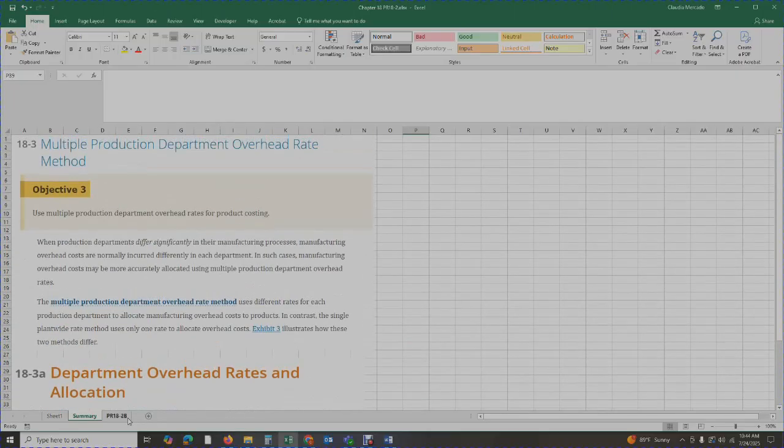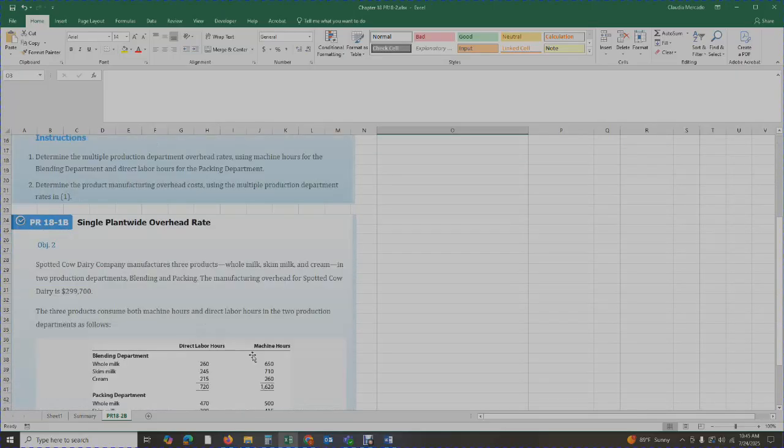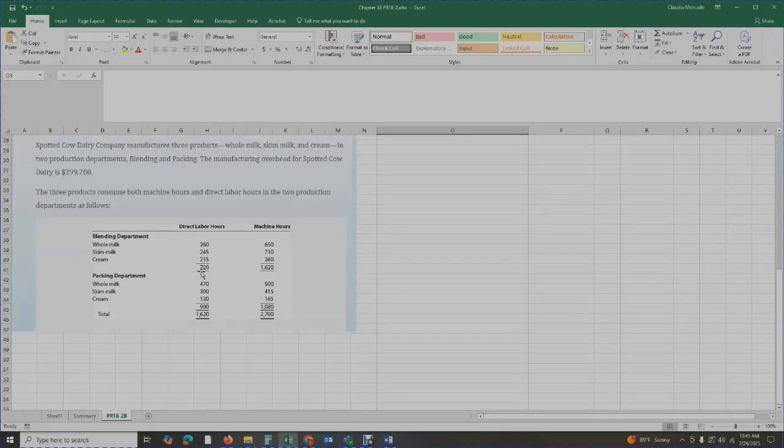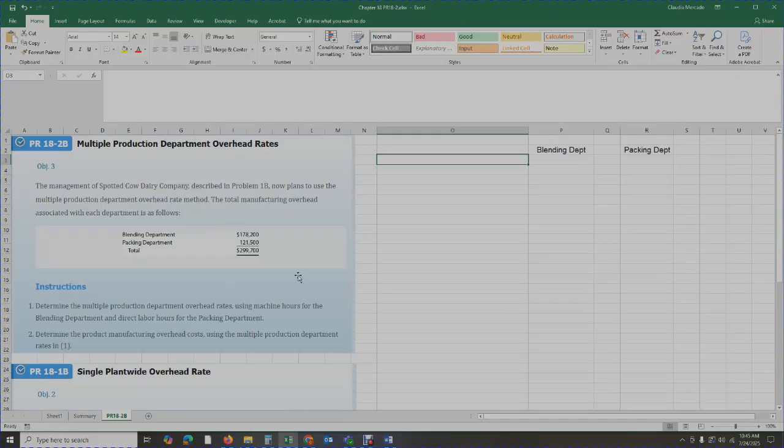Okay, so let's see what the problem entails. Now this problem is kind of like a continuation. In problem 18-1, we were to solve the single plant-wide rate. In problem 18-2, we're going to solve the multiple production. For purposes of this problem, our focus will be on problem 18-2. That is what we're solving. But in order for us to solve problem 18-2, we need some of the data from 18-1. So that's why I have it here, because we need that table to be able to solve for what is needed for problem 18-2.